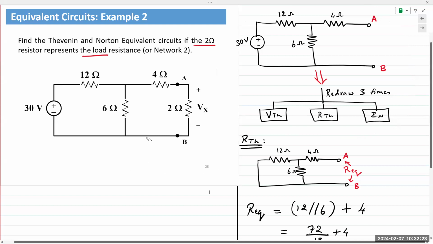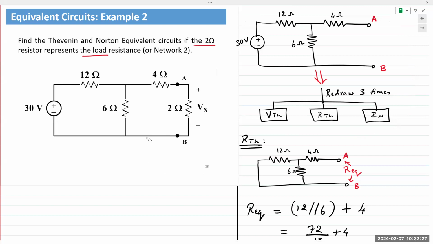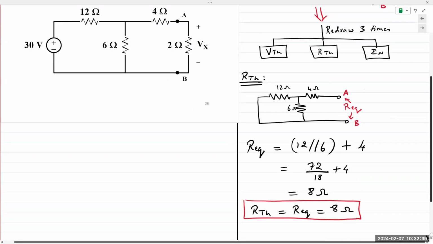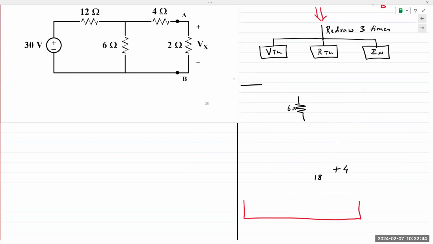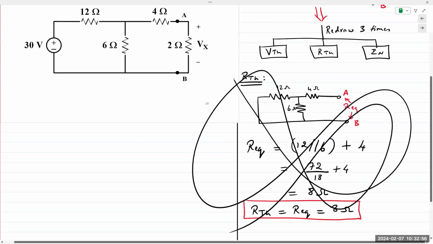But does it make sense? Again, these are just the steps that I'm showing for explanation purposes. RTH without the 2-ohm resistor and without the voltage source. Okay, now that we have RTH, we forget about this. We don't need it at all, not until the very end. RTH has no bearing on VOC and has no bearing on IN.